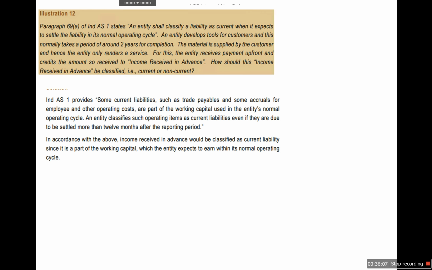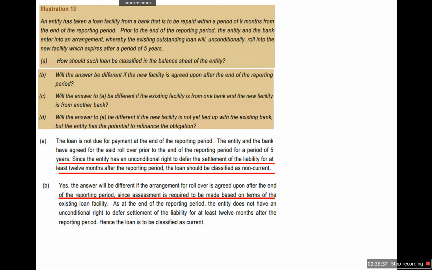So in this case, the amount received in advance will be classified as a current liability, as we have already discussed that some liabilities which are part of the working capital, used in the entity's normal operating cycle, will be classified as current, although they are going to be settled more than 12 months after the reporting period.